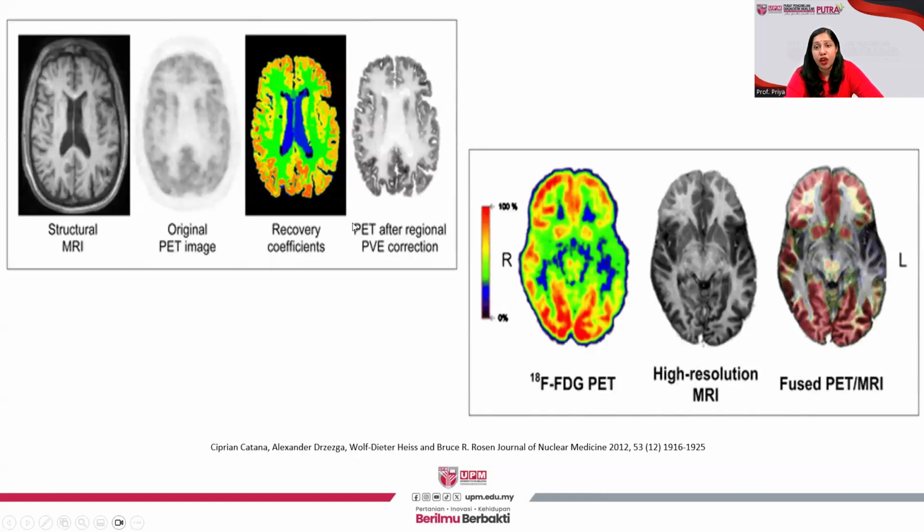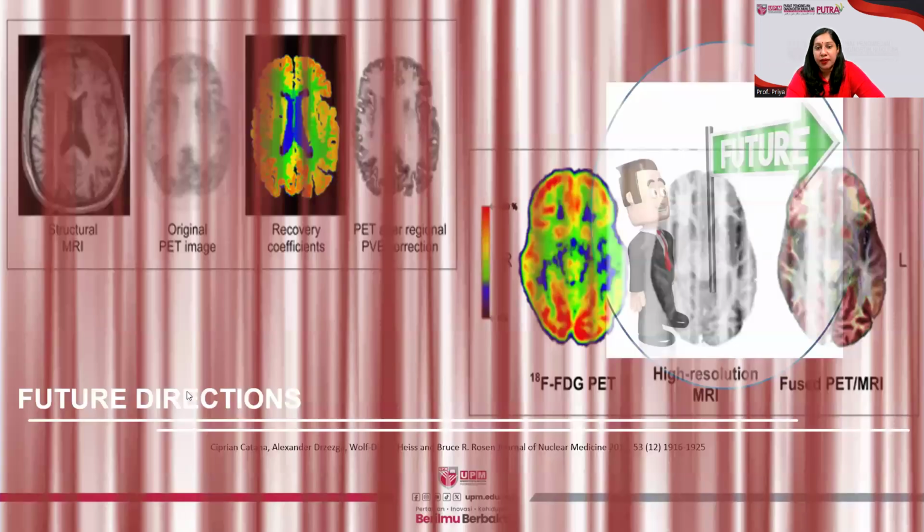This is an example of PVE correction, where you can see initially, if you see MR structures, it has very good soft tissue detail, but the PET image has relatively lower resolution. However, with the PET PVE corrections, we can actually see the sulci and gyri more sharply defined with good soft tissue contrast resolution, as seen in this fused PET-MR image of the brain post PVE corrections.